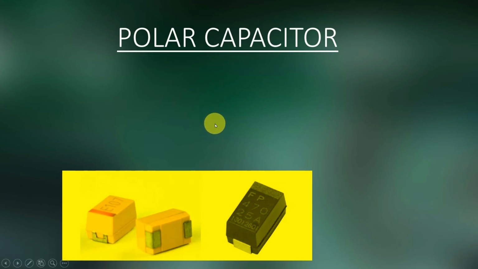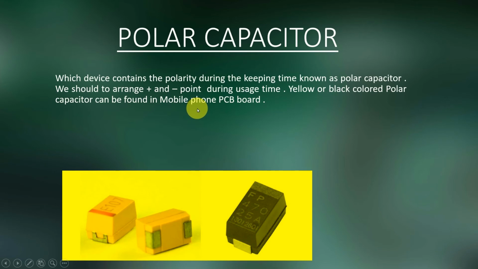So guys, we will discuss the polar capacitor. Now you can see here the images of the polar capacitor. A polar capacitor looks like this. It has a marking on one side. Now you can see here in this side there is a red marking. You have to remember, this side is the positive side. When you are connecting, always remember the marking, and the marking side will always be positive. Okay guys, the device which contains polarity during the connecting time is known as a polar capacitor.